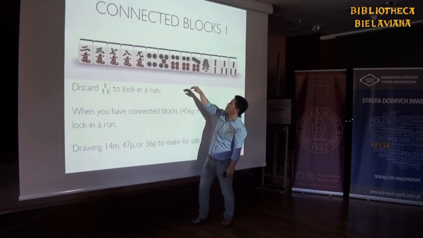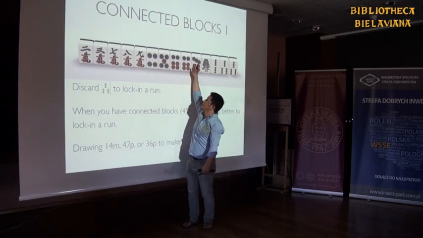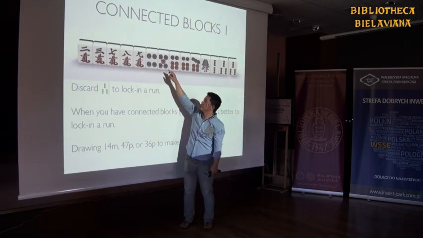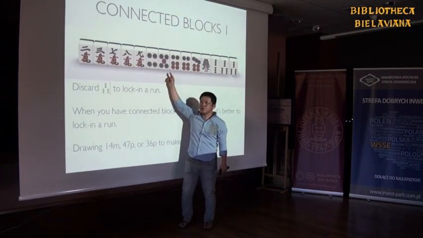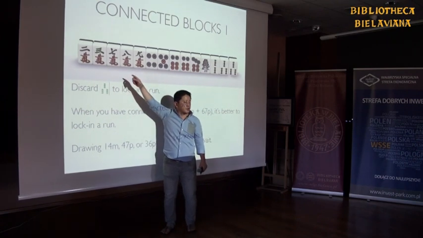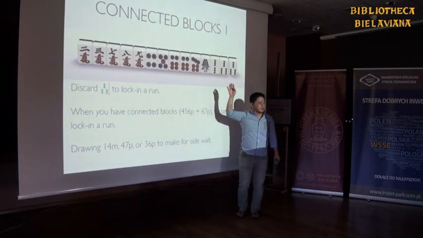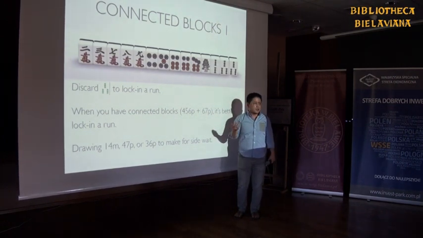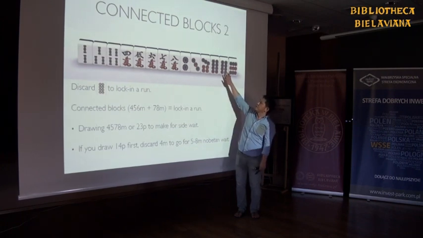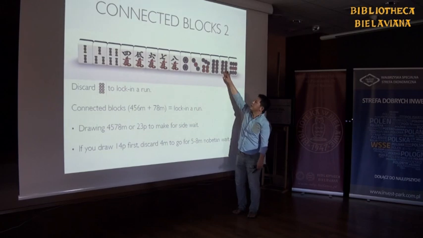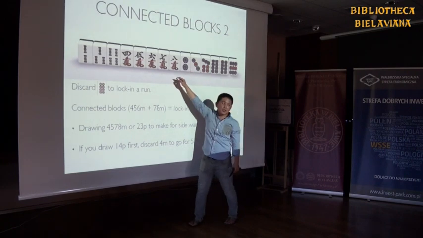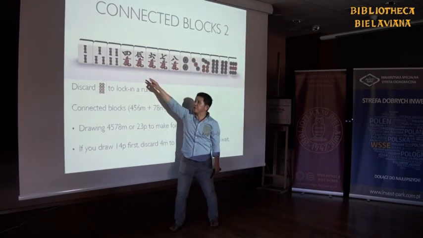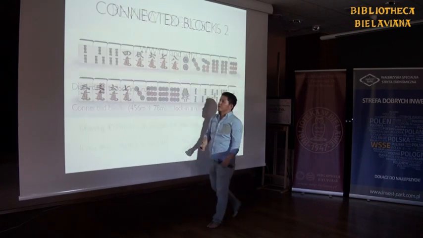Or if you draw 3, 6 first, discard 7 to get Ryanmen there. If you draw 4, 7, again, one of them can become the head, and then you get Ryanmen wait here, right? When you have connected blocks like this, it's okay. I mean, it's better to lock in a run rather than locking in the head. Another example, right? Discarding 8 means locking in a run, but it's okay, because if you draw this first, you can get Nobetan wait by discarding 4, right?